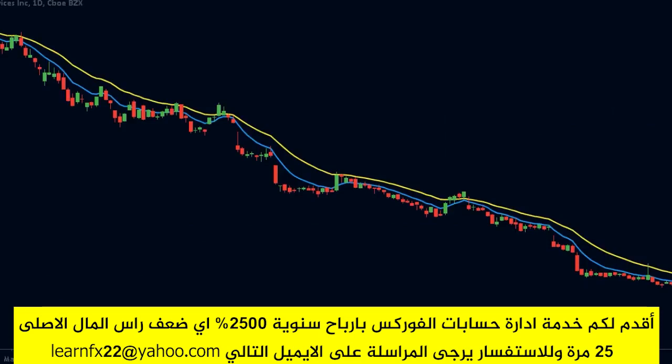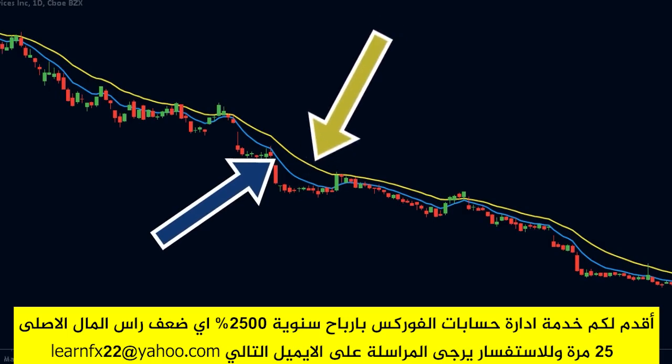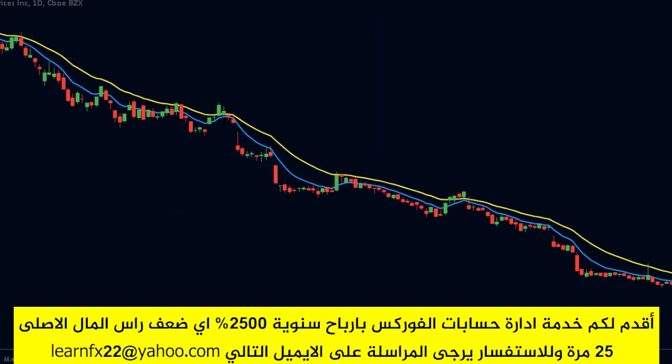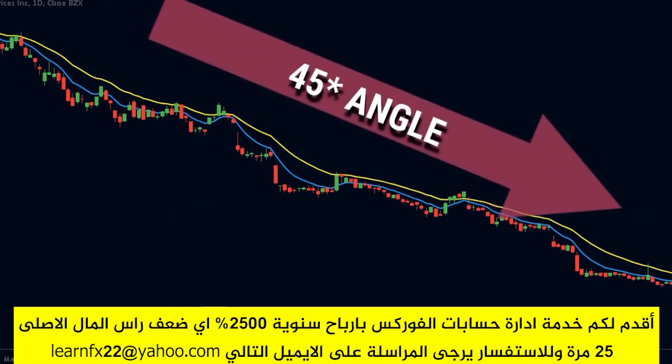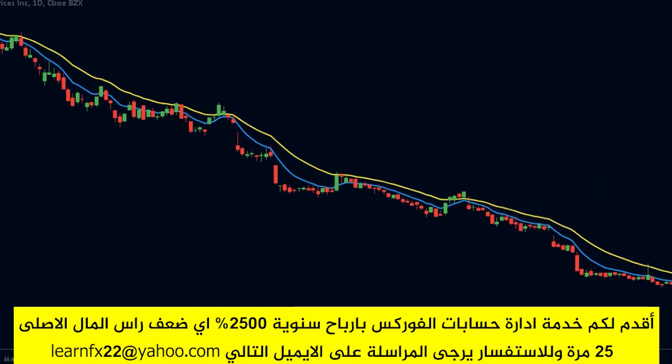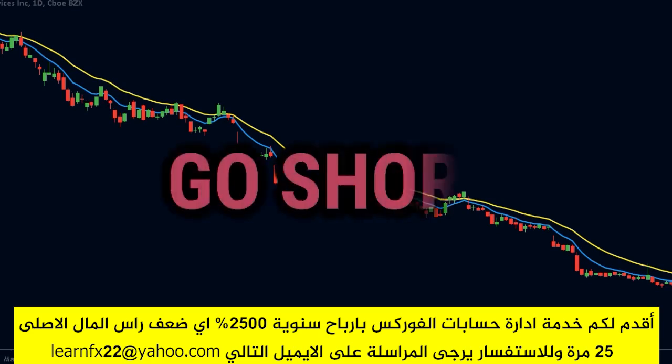In a short-term downtrend, the 9-period EMA will be below the 21-period EMA. And both the moving averages will be sloped downwards at a 45-degree angle. The moving averages will also provide strong resistance. This means that there will be strong rejection when the price touches the moving averages. These signs will indicate a strong downtrend. And in a downtrend like this, we will be looking for sell trades or shorting opportunities.